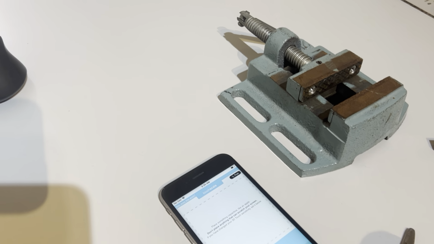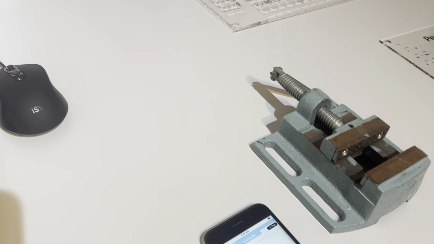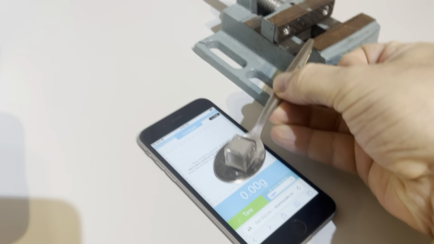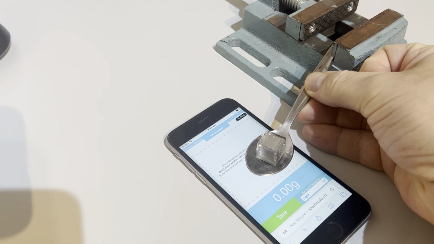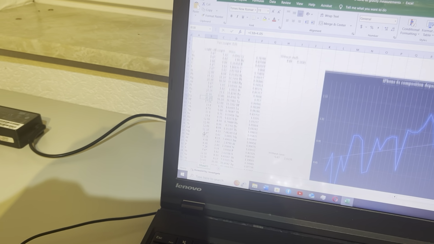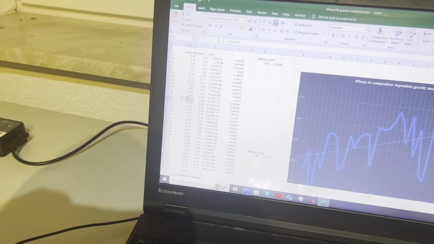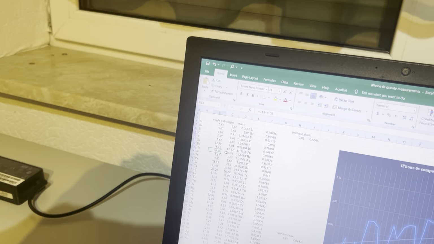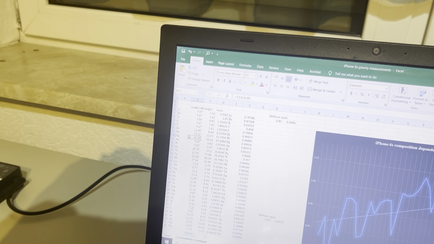Let's also do this very heavy one. This is mercury. Okay, it's very hard to do something and hold the camera at the same time. Okay, so this is mercury. 21.10. Hg, 21. What was it? 21.10. Yeah, let's measure again.